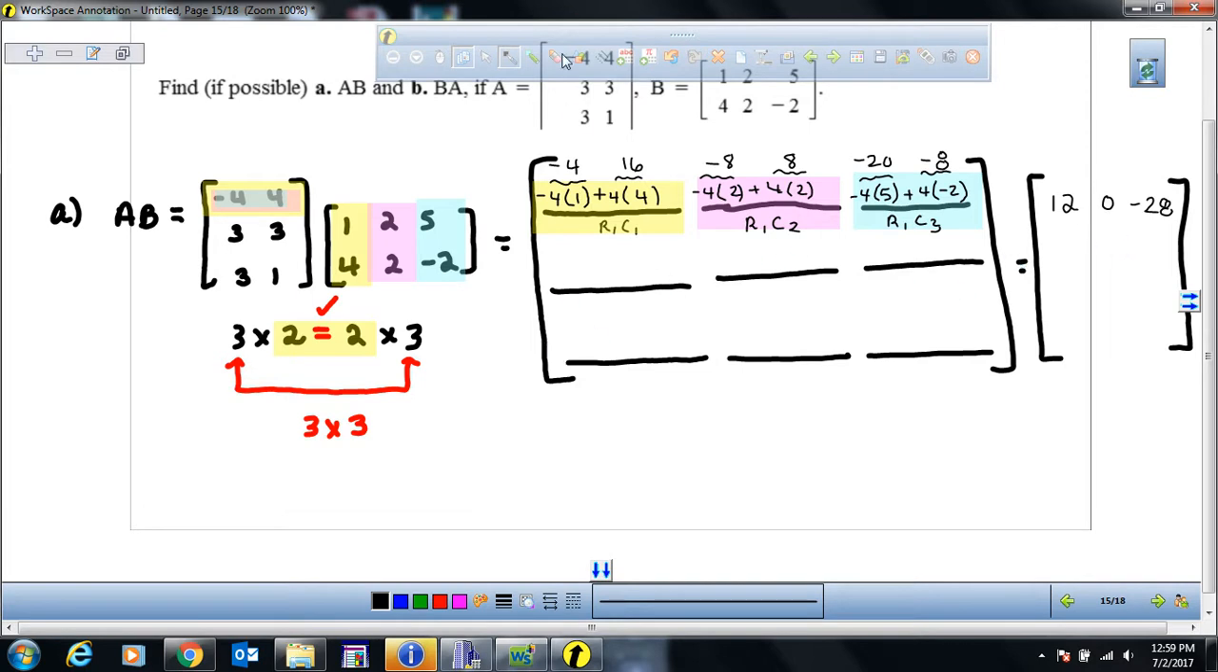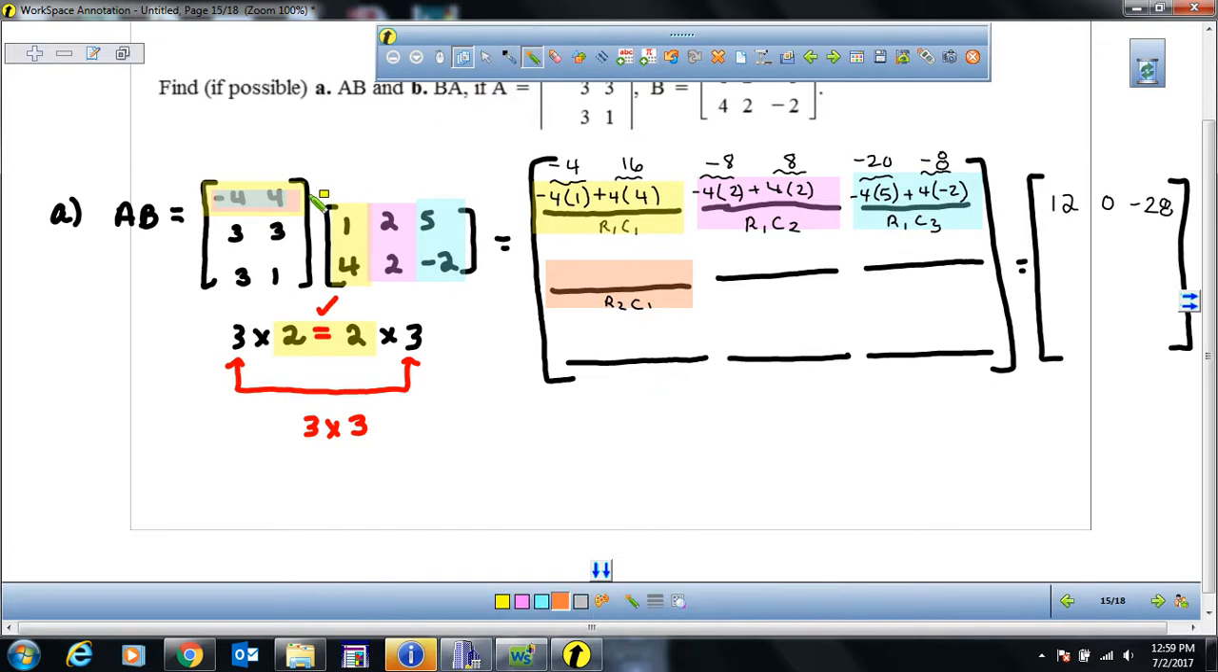Next, how do we find this number at the bottom? That one is located in the second row, but in the first column. So what I need to do to find that answer is multiply the second row of the first matrix right here times the first column of the second matrix.